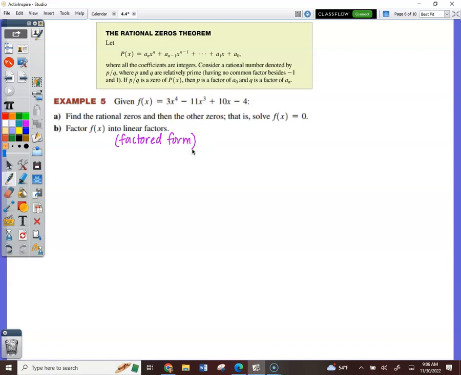When it says factor it into linear factors, that means they want you to show it in factored form, where your highest exponent is 1. That's what it means by linear. I'm stalling.